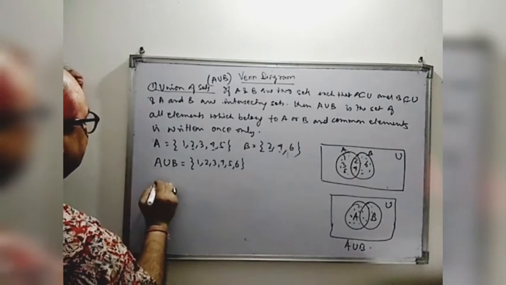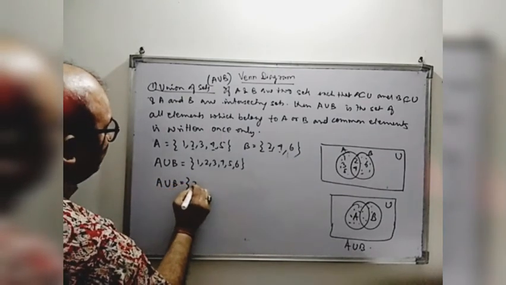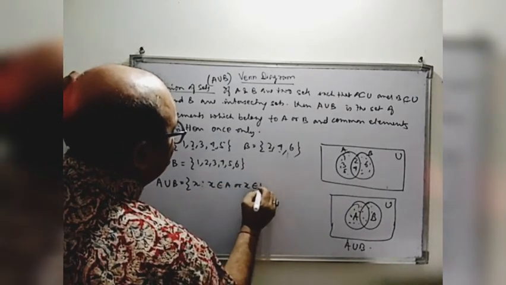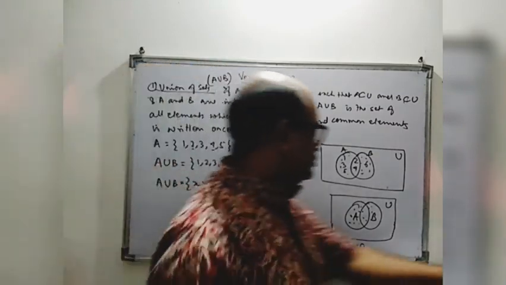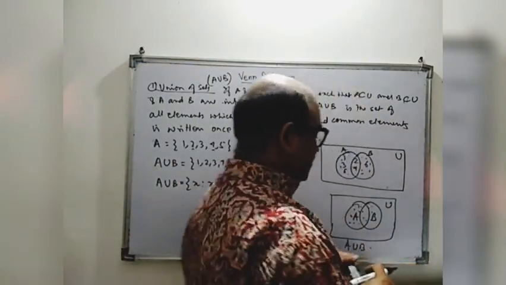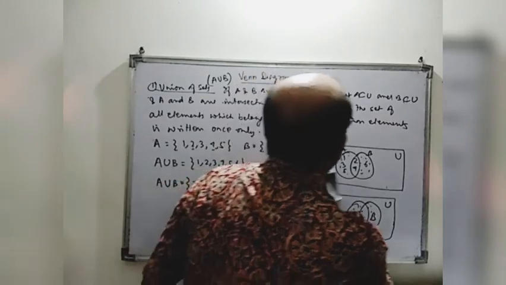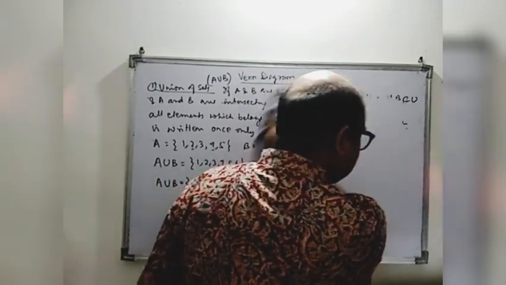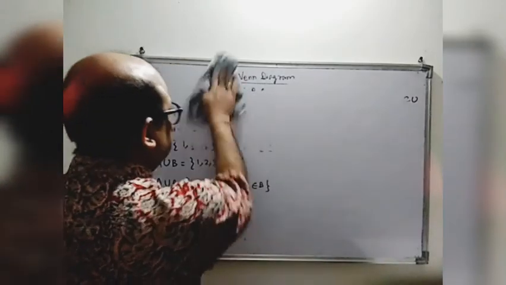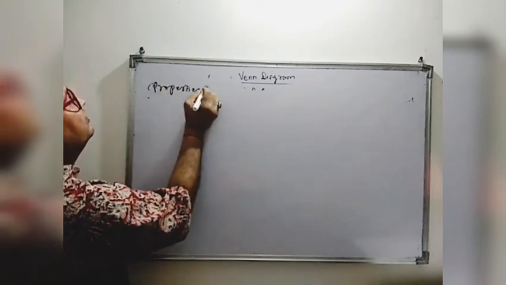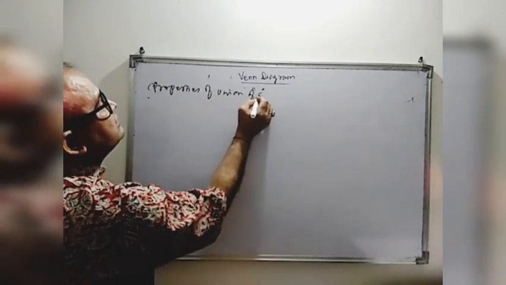In notation, you write A union B equal to X, such that X belongs to A or X belongs to B. Now I will go over the properties of union of sets.